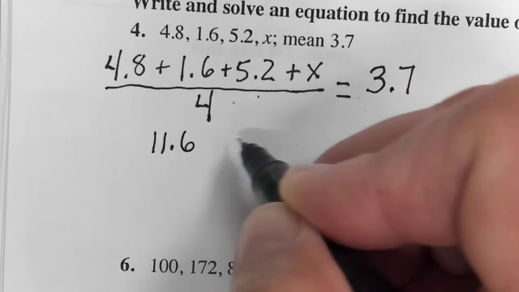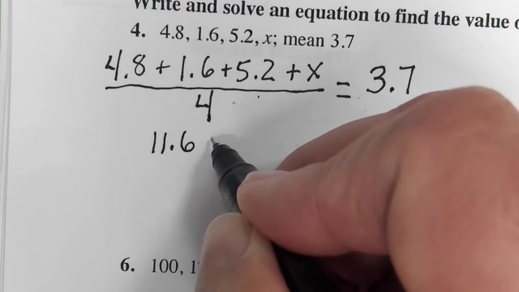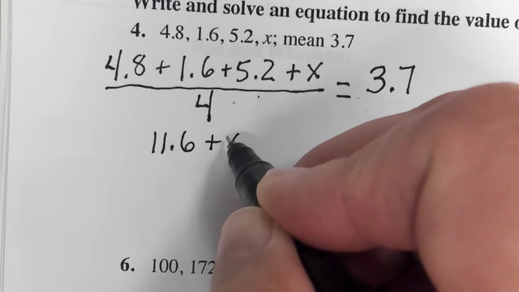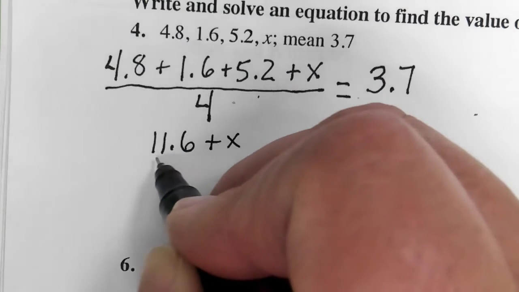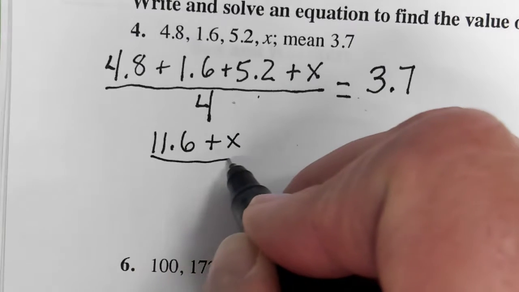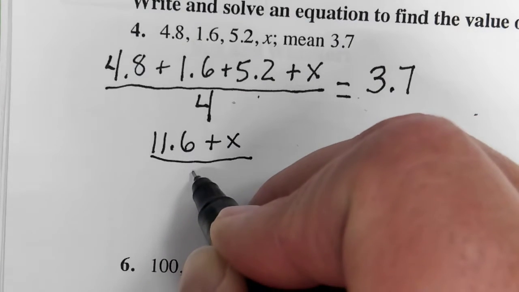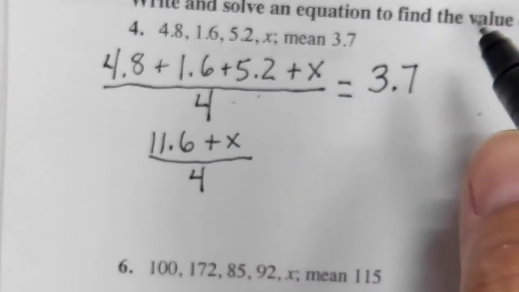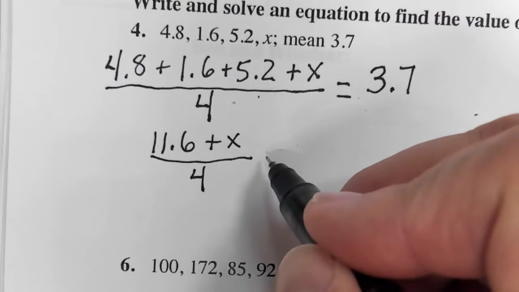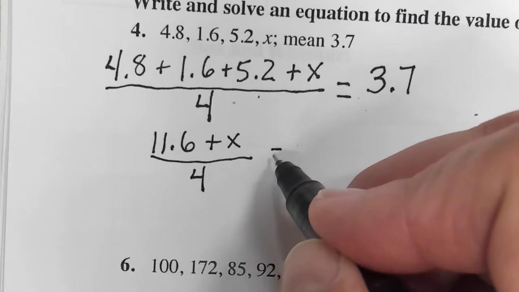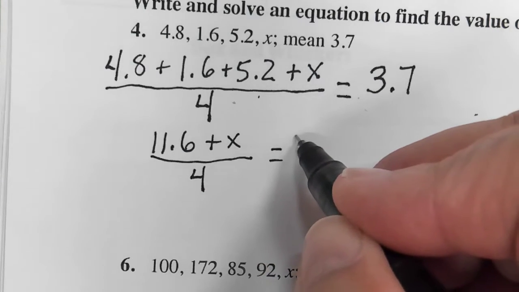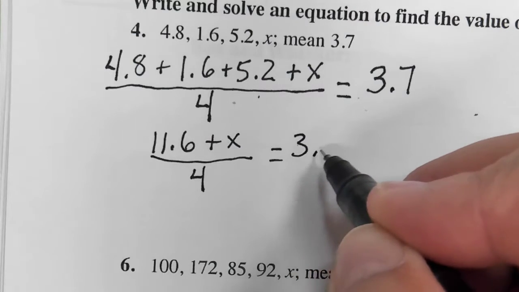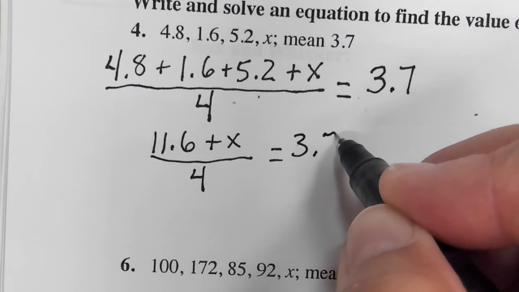Plus x plus x plus x, divided by 4, equals 3 and 7/10.